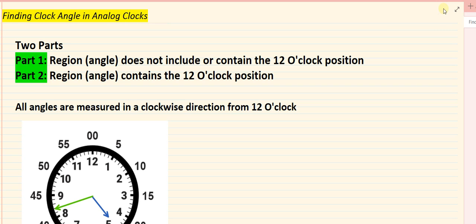Part one is where the region or the angle, whichever you look at it, does not include or contain the 12 o'clock position. The 12 o'clock is the key in deriving the general formula here. So we're going to look at part one where the region does not contain the 12 o'clock position, and then part two will be a simple extension of our findings from part one, where we give you a formula for the region or the angle that contains the 12 o'clock position.